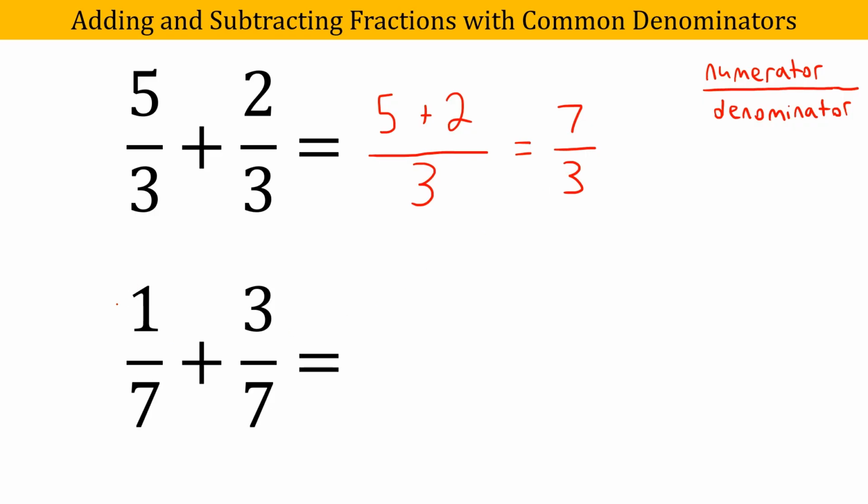Now if I solve my second example, I have 1 over 7 plus 3 over 7. Since the denominator is the same, I can simply keep it the same and just add my top numbers, which are my numerators. So I have 1 plus 3 over 7, and in this case 1 plus 3 is 4. So my final answer is 4 over 7, or 4 divided by 7, or 4 sevenths.